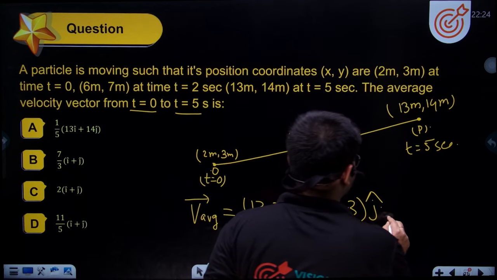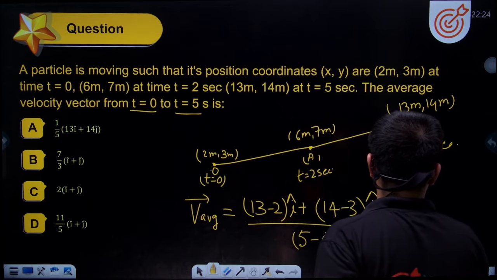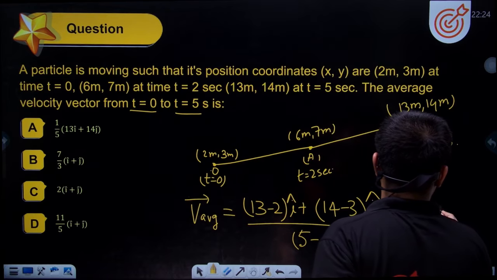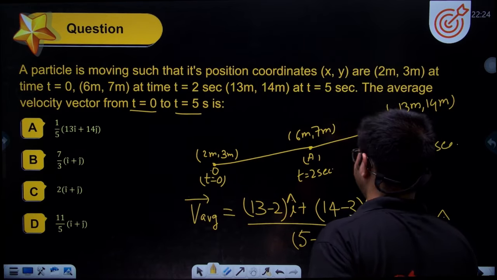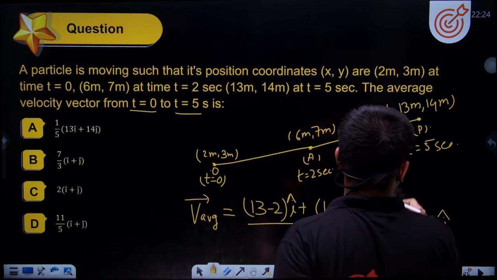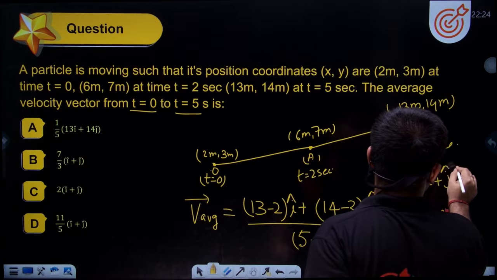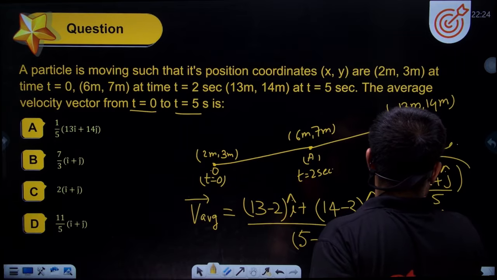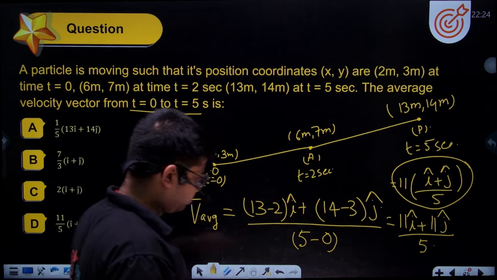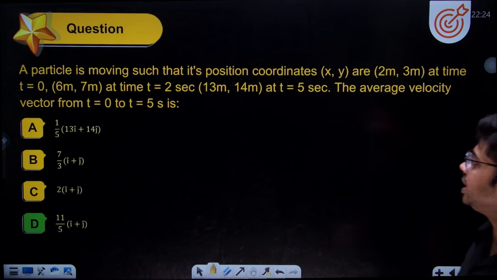So you can write it like, this is nothing but (11 i cap plus 11 j cap) by 5. You can take 11 common from here: 11 (i cap plus j cap) by 5. So this is the answer. So the answer is going to be option D. See, it is option D.